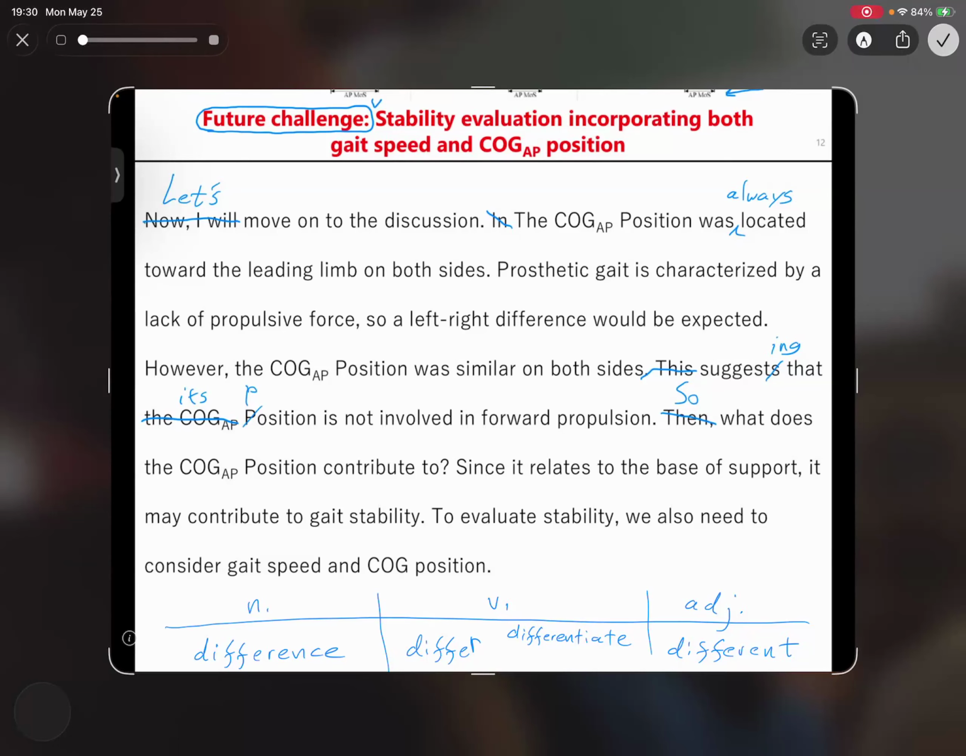So, what does the COG sub-AP position contribute to? Contribute. Since it relates to the base of support, it may contribute to gait stability. Contribute.